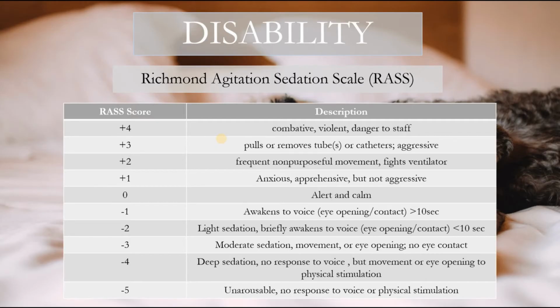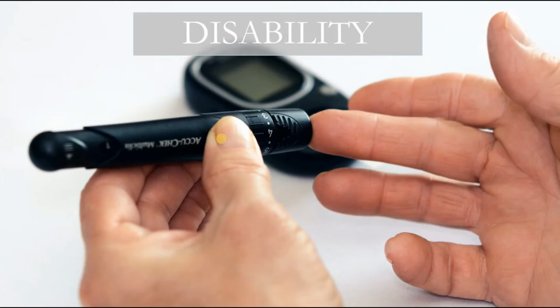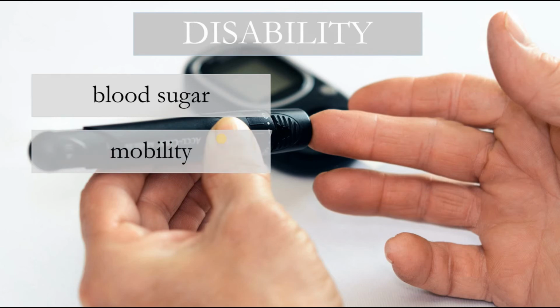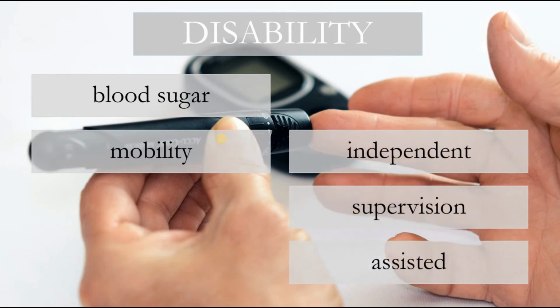Ideally, we record RASS scores hourly during the day and then every 3 hours at night, but it all depends on your hospital protocol. Part of disability, we talk about blood sugar as well. We identify if the patient is diabetic, and if he is on any tablets for that or any insulin. We also cover mobility, so we find out if the patient is independent, does he need supervision, or does he need assistance of 1, 2, 3 or hoist for transfer.